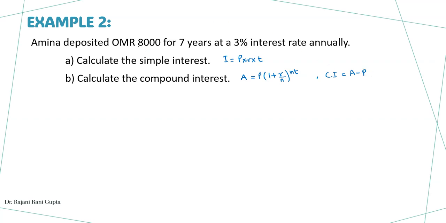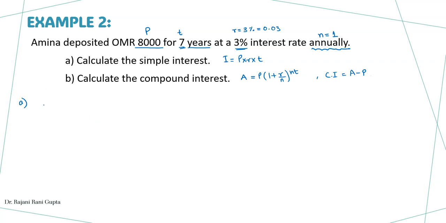Okay. So let's find the things from here. We have this as P. Years is time, 7 years. Rate is again 3%, which is 0.03. And here the word is annually. Annually means again N is 1, one time in a year.